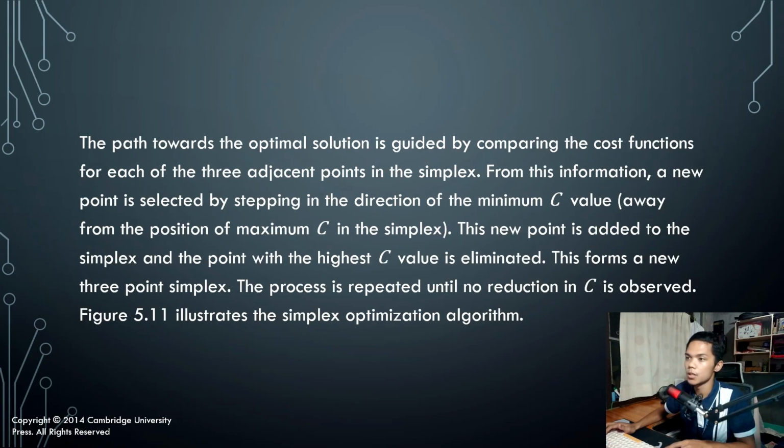The path towards the optimal solution is guided by comparing the cost functions for each of the 3 adjacent points in the simplex. From this information, a new point is selected by stepping in the direction of the minimum cost function C value, away from the position of the maximum cost function C in the simplex. This new point is added to the simplex, and the point with the highest C value is eliminated. This forms a new 3-point simplex. The process is repeated until no reduction in C is observed. Figure 5.11 illustrates the simplex optimization algorithm.